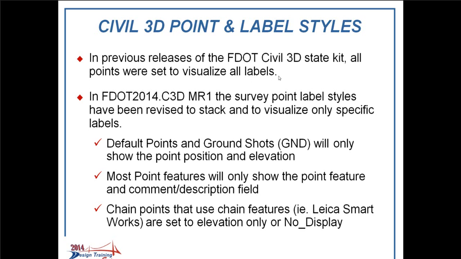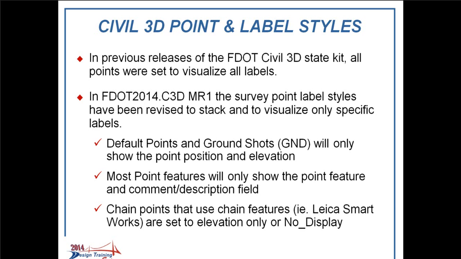In previous releases of the FDOT Civil 3D State Kit, all the points were set to visualize all labels. So if you pulled in by default points and figures, all your points would show the name, the elevation, and any description. In the 2014 Civil 3D MR1 release, the survey point label styles have been revised to stack and to visualize only specific labels. So in both cases, I think that was an improvement. We went to stack the labels, and then we didn't show anything that we didn't think was necessary upon the very first opening of the file.